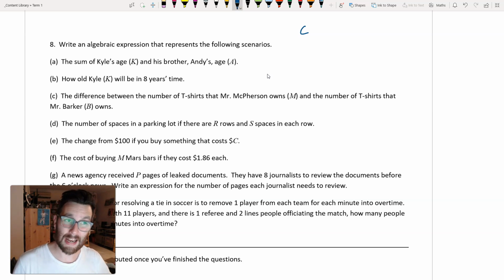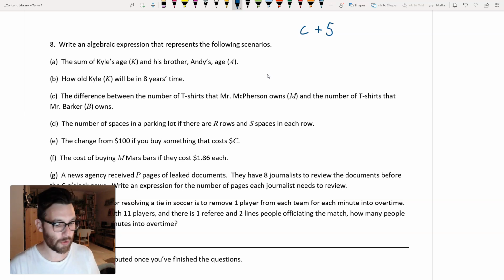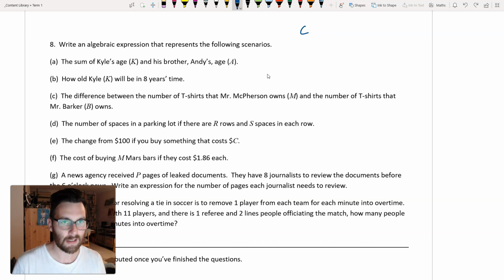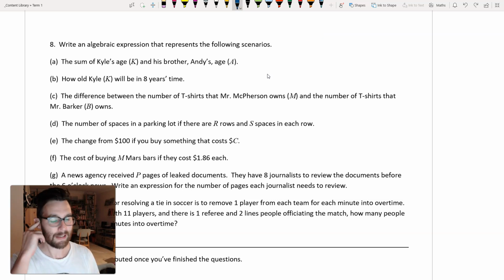Then say if we had 5 students that came in after music or whatever, we'd then have C plus 5 students in the room. If we started off with C and then half the class left to go to volleyball, you would have C divided by 2 students left. So yeah, it's not about literally how many things there are, it's just writing an expression.